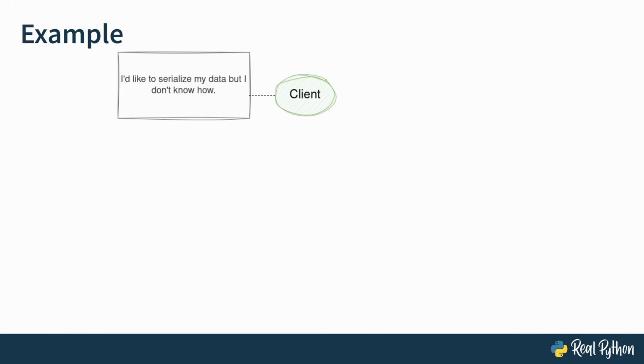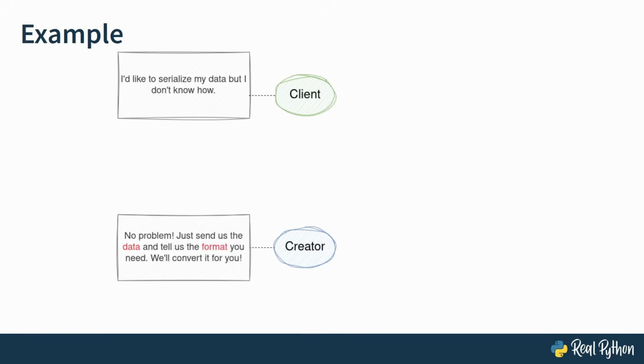So the client does their research and comes across this creator. And the creator says, no problem, just send us your data and tell us the format you need, and we will convert that data for you. So what's happened is an interface has been established between the client and the creator. They have agreed on a way of communicating, which involves the client sending to the creator the data and the format that the client wants the data to be converted into.